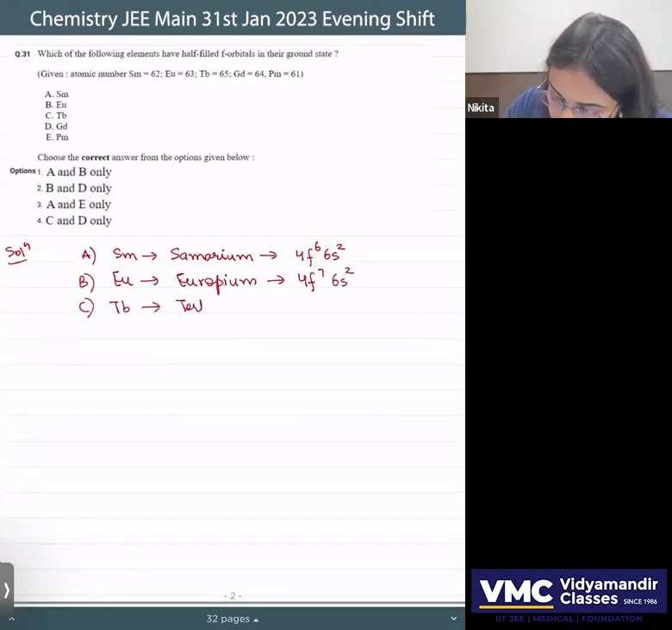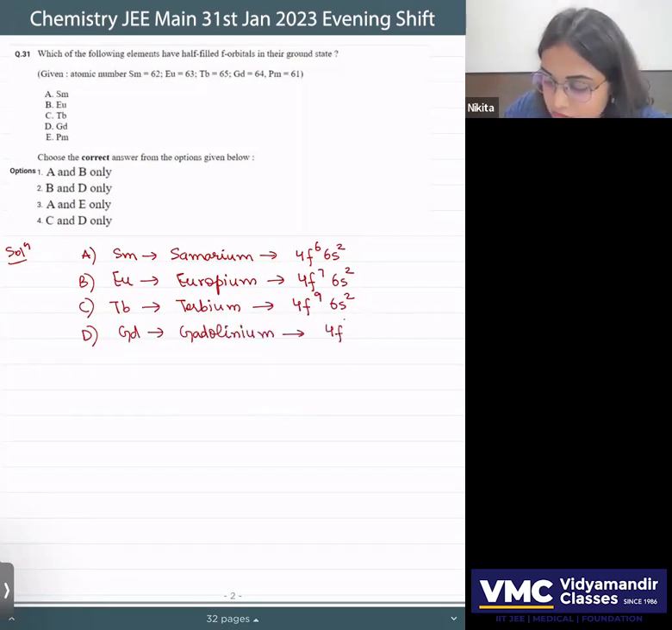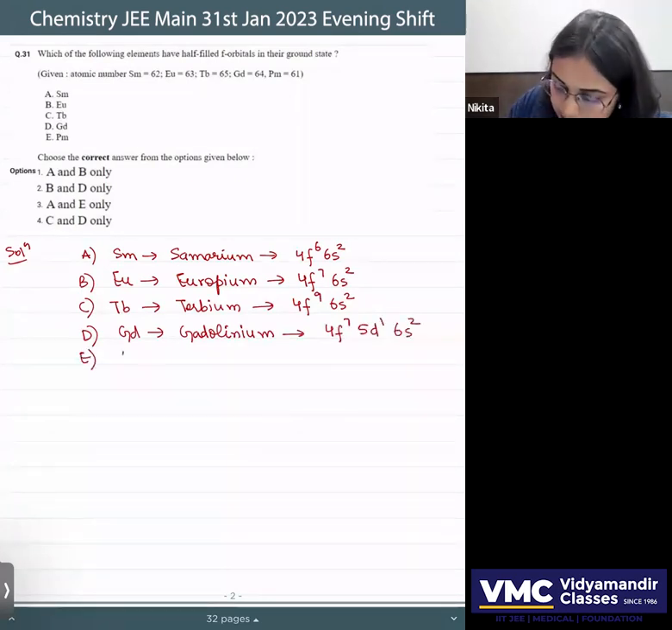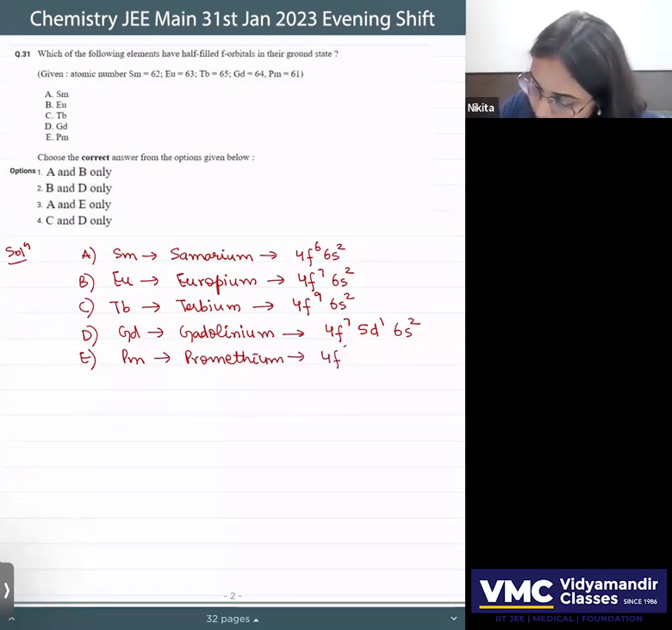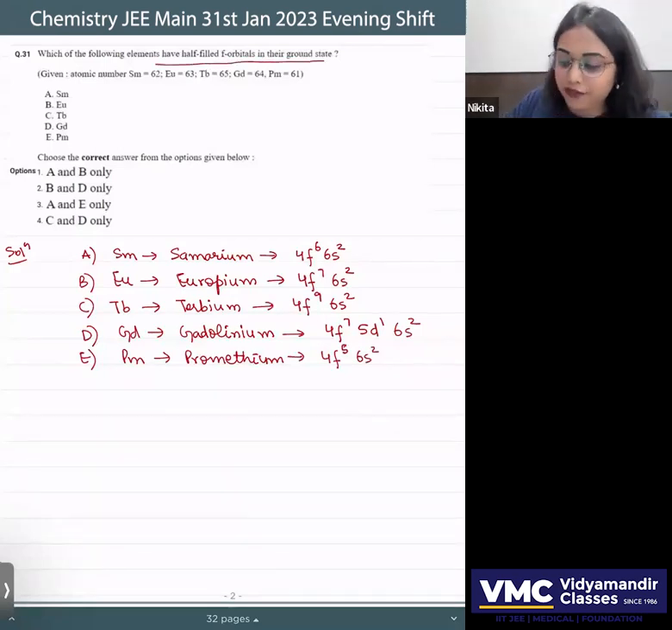Third given to us is terbium. Its electronic configuration is 4f9 6s2. Next given to us is gadolinium. Its electronic configuration is 4f7 5d1 6s2. And the next given to us is promethium, Pm. Its electronic configuration is 4f5 6s2.